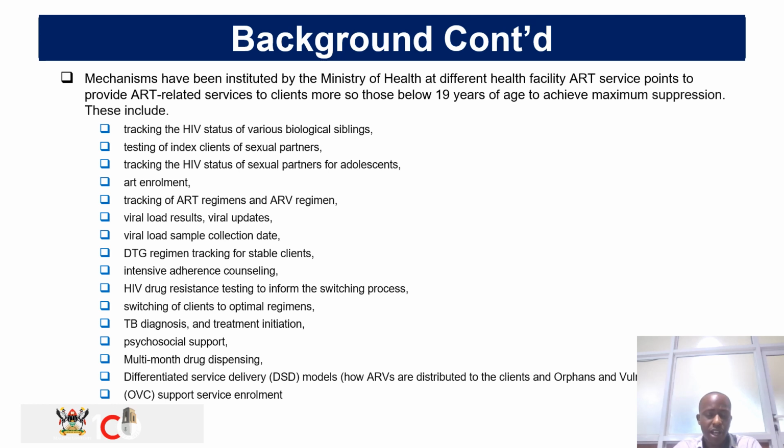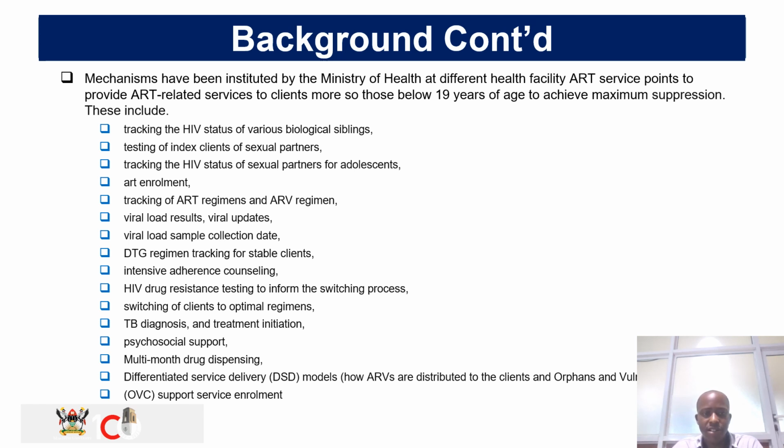So the ministry has gone ahead to institutionalize various services at clinics across the country, starting off with tracking the HIV status of various biological siblings, index testing of index clients of sexual partners, tracking HIV status of sexual partners at enrollment, and tracking of ART regimens and ARVs. Viral load result is critical, as well as its updates. Viral load sample collection date is really important. ETG regimen tracking for HIV positive clients. Intensive adherence counseling is the key.